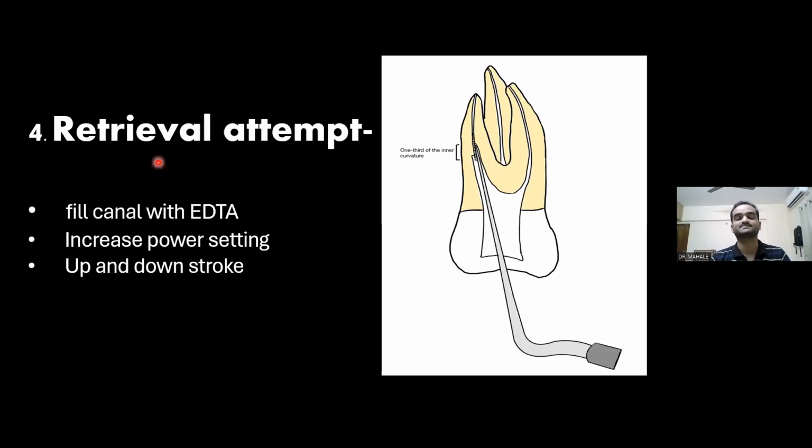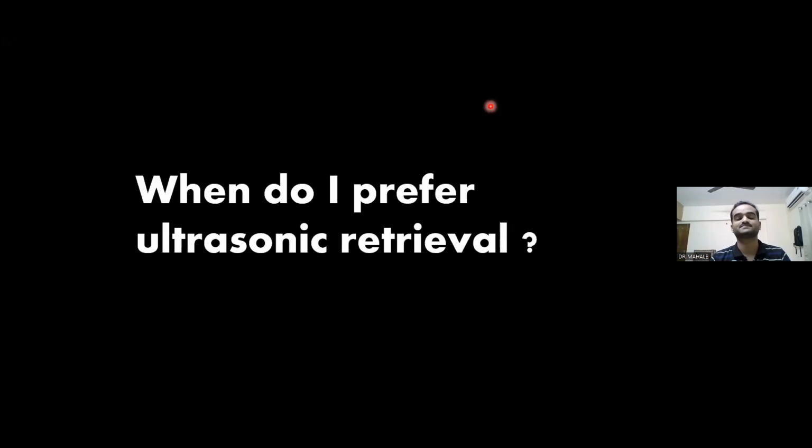Now you can increase the power setting 10 to 20% from the initial power setting which we used for staging. Then this tip should be moved up and down in pecking strokes in the inner wall of the canal. So then here the file floats out. This file will float out of the canal due to acoustic streaming and cavitation. So there is the successful instrument retrieval.